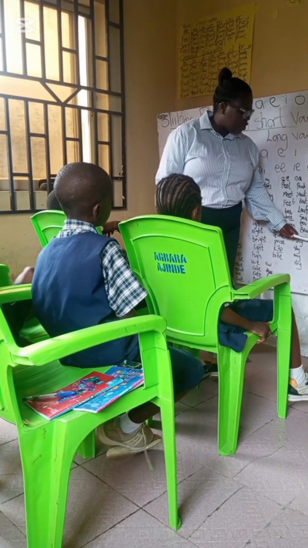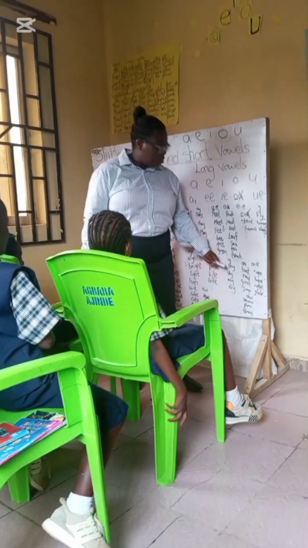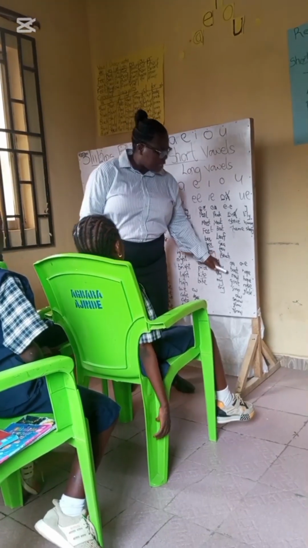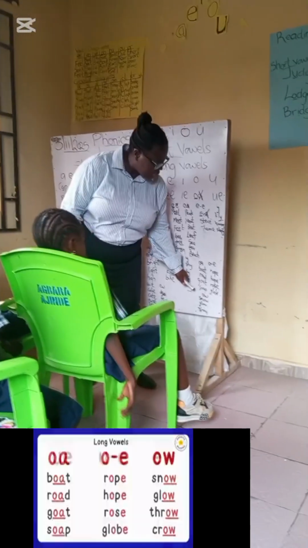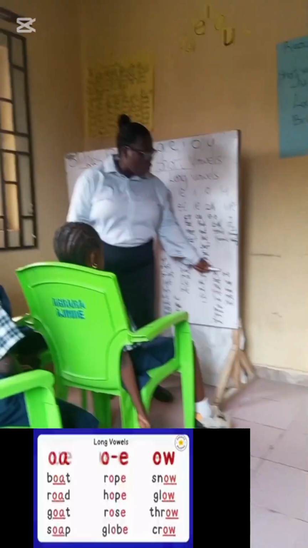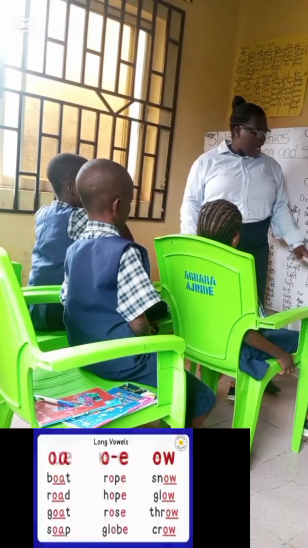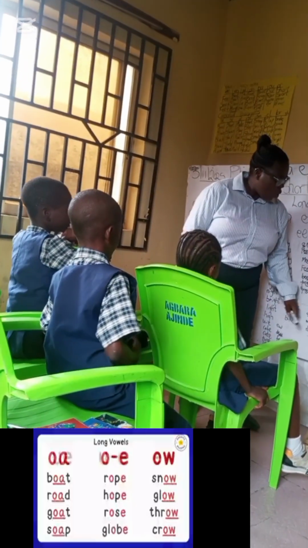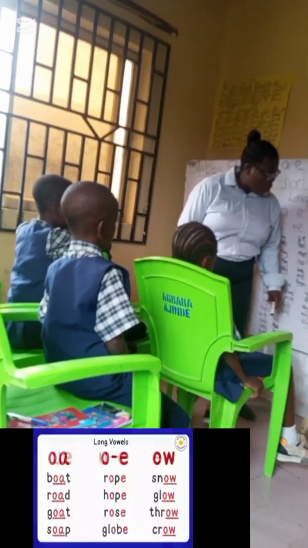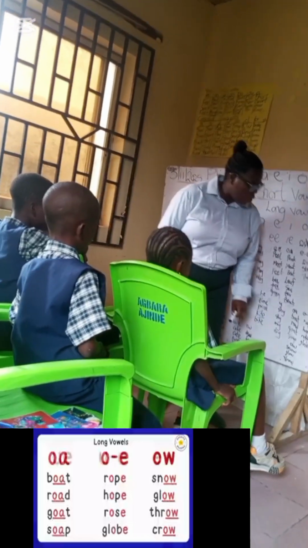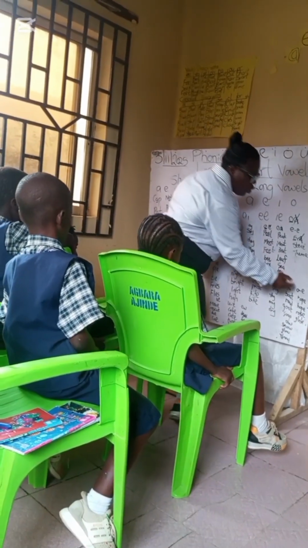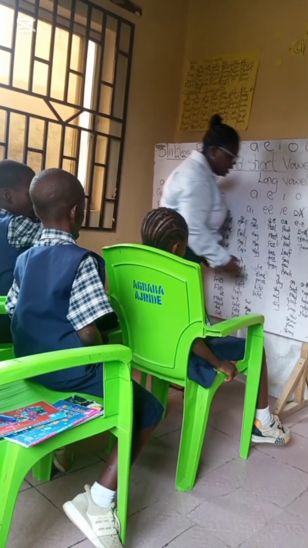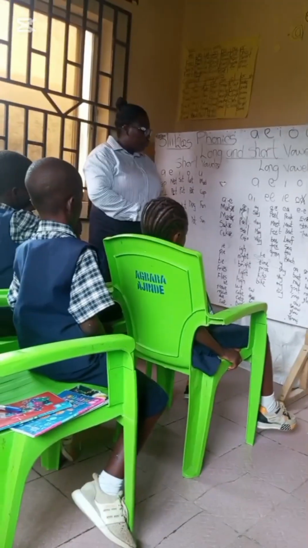Now let's take it one after the other. O as in bold, O as in road, O as in gold, O as in soul. And we have O and E separately, as in road, O as in hole, O as in rose, O as in globe. You can hear the sound of your O while your E is silent. Then we move to the next one.